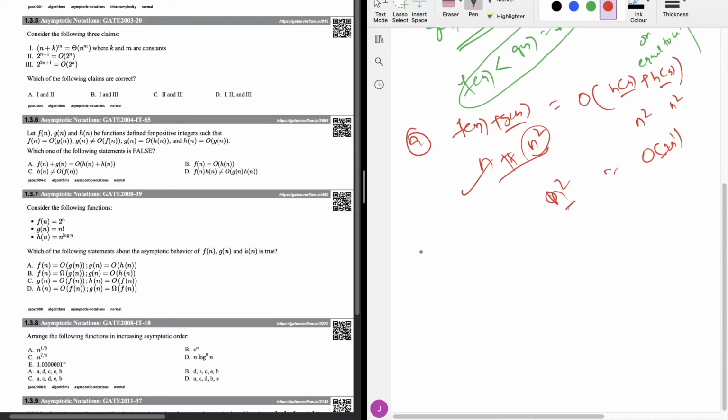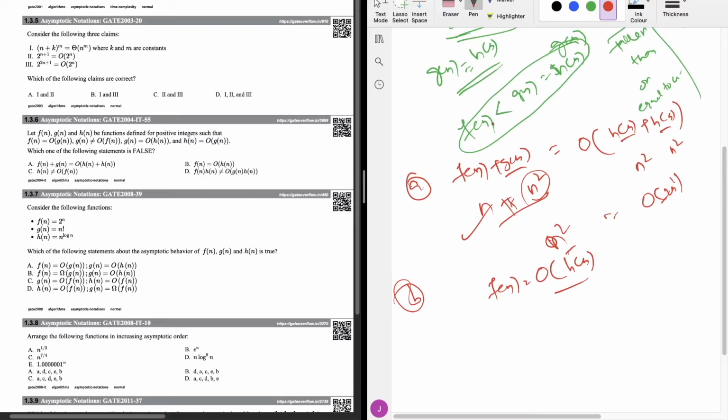So let's go to option B. In option B it is given that f(n) equals big O of h(n). Is it true? Yes, it is true, because f(n) is less than h(n), and h(n) is inside the big O function. So option B is true. Next, coming to option C: h(n) is not equal to big O of f(n). Among h(n) and f(n), which one is greater? h(n) is greater than f(n), so it should be inside the big O function, but here f(n) is inside the big O. That means h(n) is not equal to big O of f(n), and it is also given in the option that it is not equal, right? So it should be true.